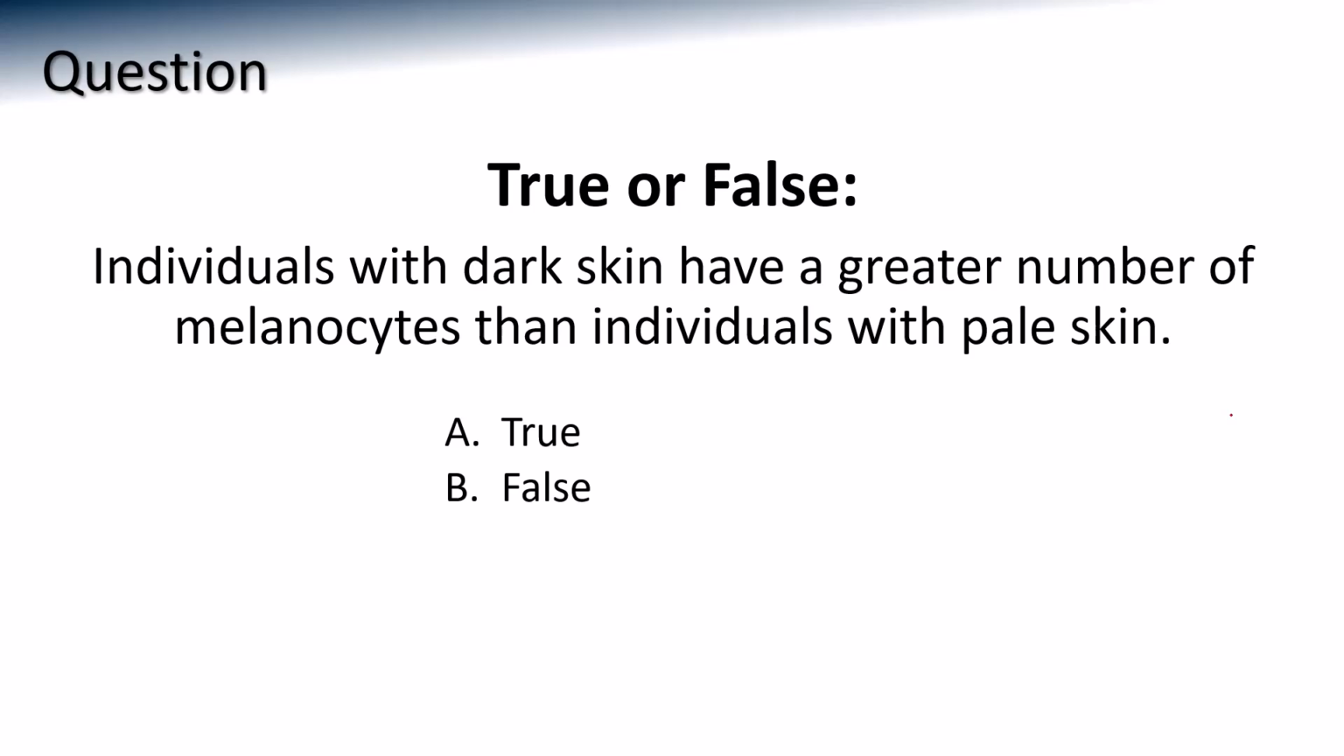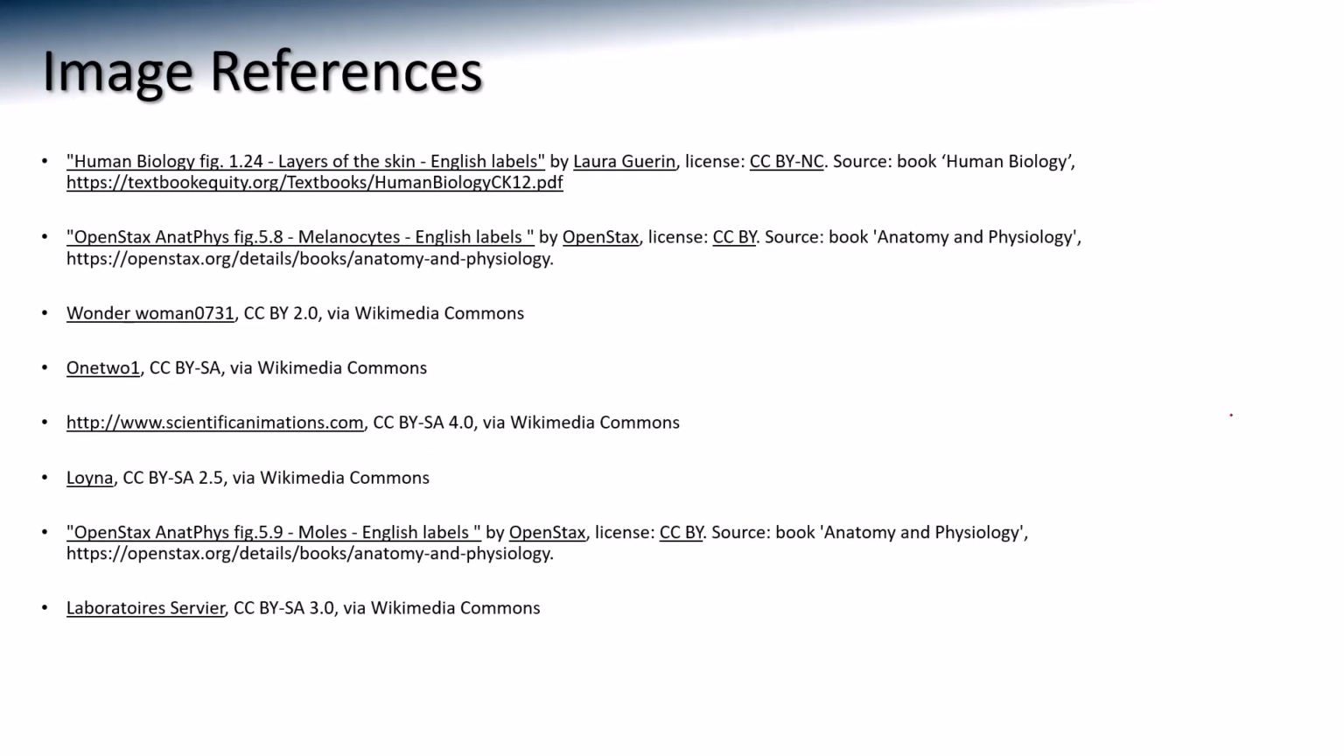All right, and now for one question here to test what you've learned. True or false? Individuals with dark skin have a greater number of melanocytes than individuals with pale skin. That is false. Everybody tends to have right around the same number of melanocytes. People with dark skin tend to have much more active melanocytes, so they are pushing more pigment out into the epidermis.